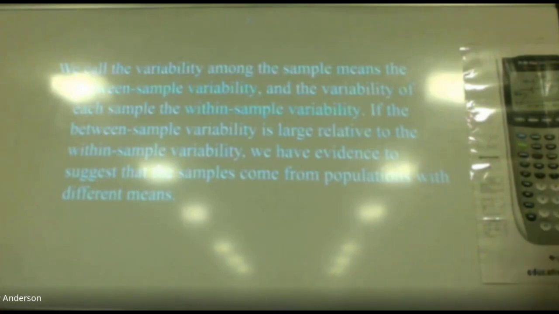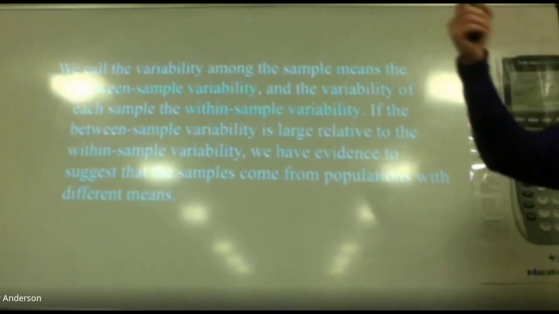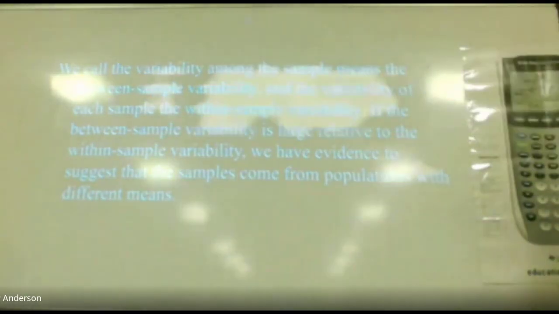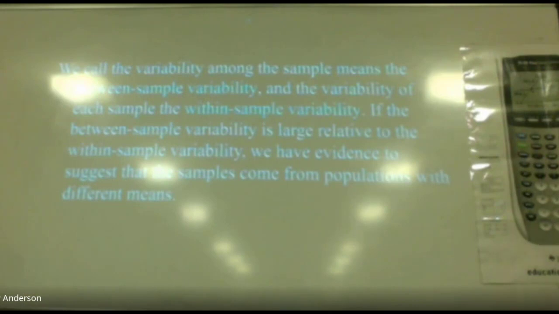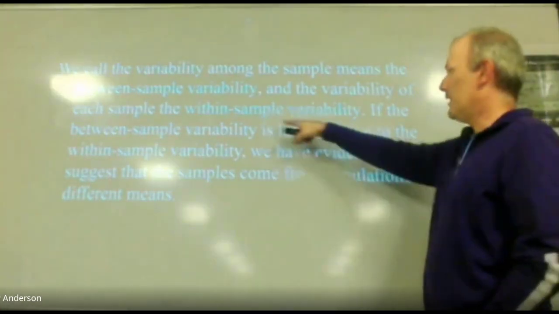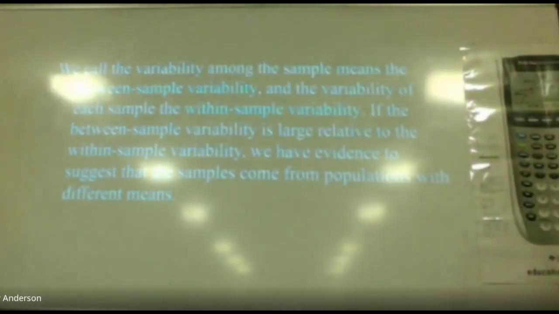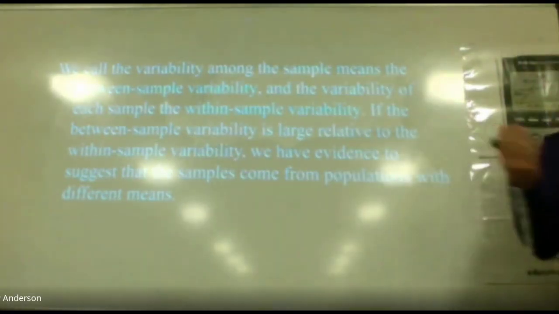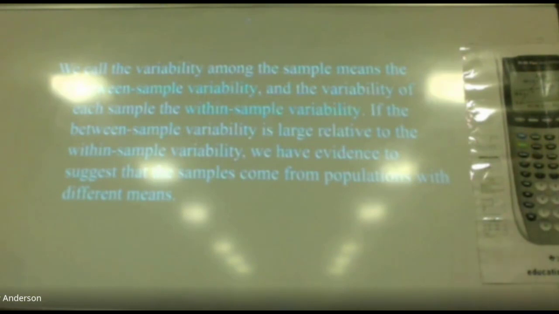So we call the variability among the sample means between sample variability. In other words, the mean of one sample compared to the mean of the next sample compared to the mean of the next sample. So between the samples. And the variability within each sample is the within sample variability. That's if you take one sample and find the variation in that sample. If the between sample variability is large relative to the within sample variability, we have evidence to suggest the samples come from populations with different means. And that's our whole question: are the means all the same or are they different?